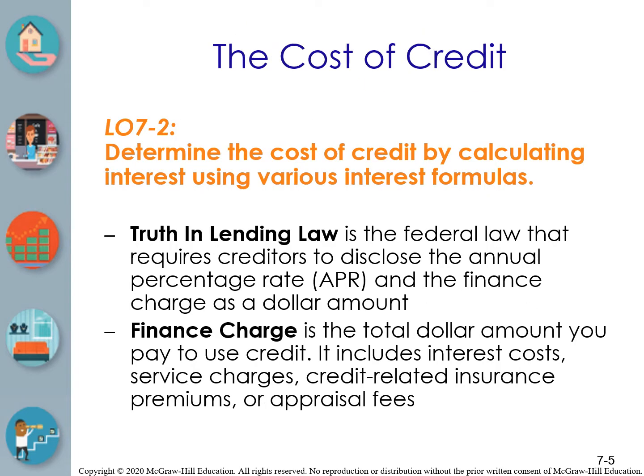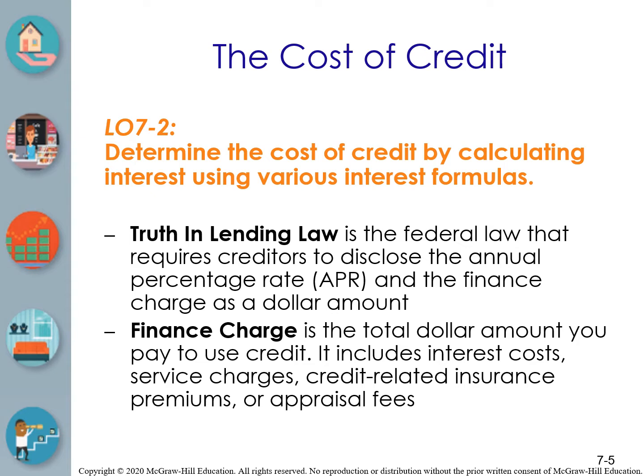So the cost of credit itself, so determining the cost of credit by calculating the interest. So these are all things that are set up in protection of the consumers, of you and I. So truth in lending law is a federal law that requires creditors to disclose the APR, or the annual percentage rate. And so the APR is, and we'll get into this, of course, like the all-in cost of whatever. So there's a stated interest on a loan, but there could be other fees and so on and so forth that are associated with it, and that all has to be rolled up to give you a total cost figure, and that's where that APR, or the annual percentage rate, comes in.